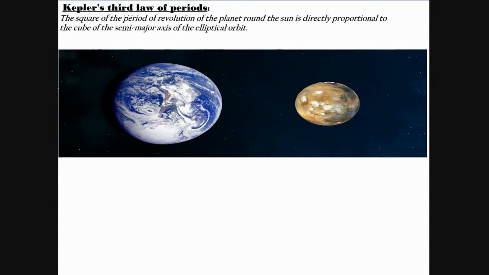In the third law, Kepler's third law of periods, he said that the square of the period of revolution of the planet around the Sun is directly proportional to the cube of the semi-major axis of the elliptical orbit. The period of revolution is nothing but T, and it is directly proportional to the cube of the semi-major axis, that means r. T square is directly proportional to r cube, correct?